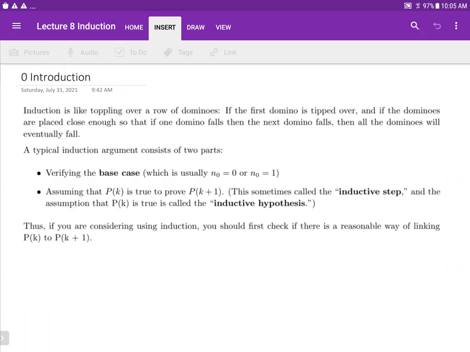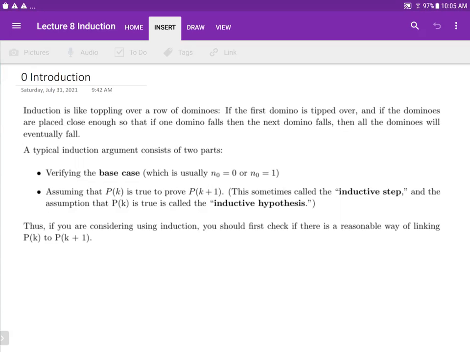So induction is often compared to toppling over a row of dominoes because when you tip over the first domino, then all the dominoes after will tip over if they are close enough to each other, and eventually all the dominoes will fall. So a typical induction argument will consist of two parts, and these two parts are called the base case and the inductive step and hypothesis.